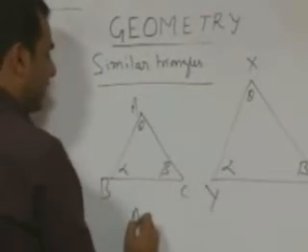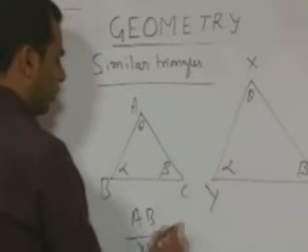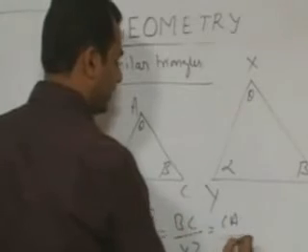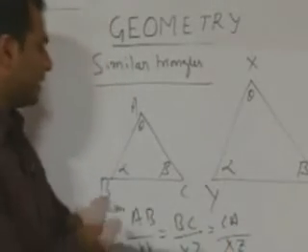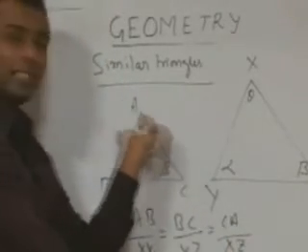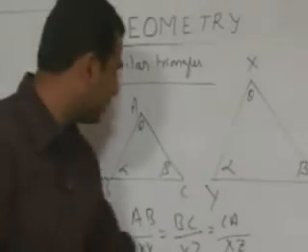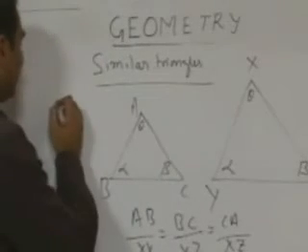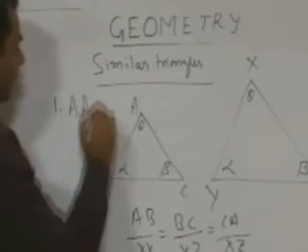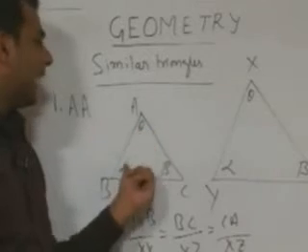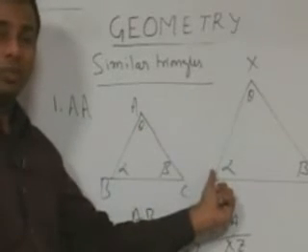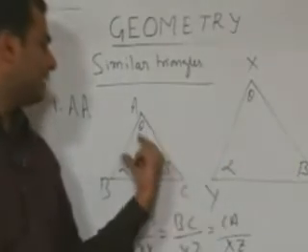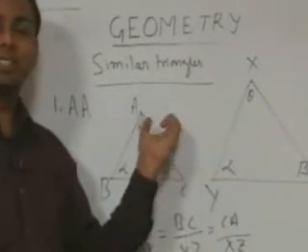So here we can say that AB upon XY is always equal to BC upon YZ is equal to CA upon XZ. Now there are certain important things whenever we are discussing this concept of similar triangle. The different theorems related with the similar triangle, the first one is the AA. If any two of the angles in two triangles are the same, it means the third angle is automatically equal. So if two angles are equal, then these two triangles are said to be similar.